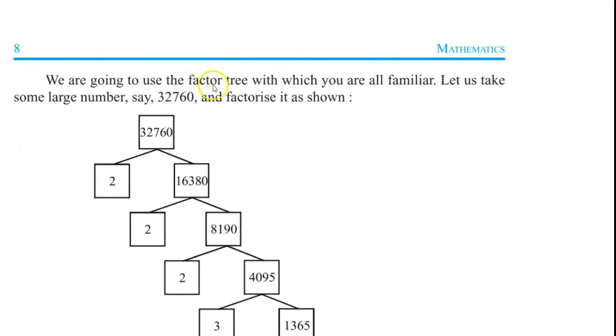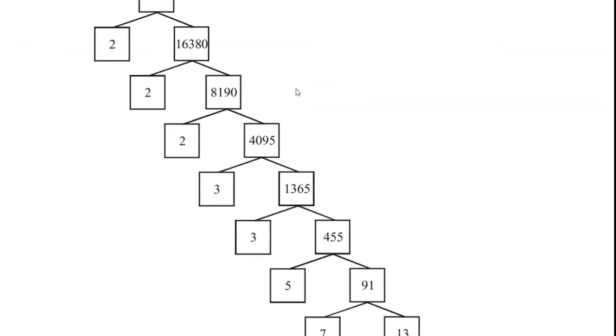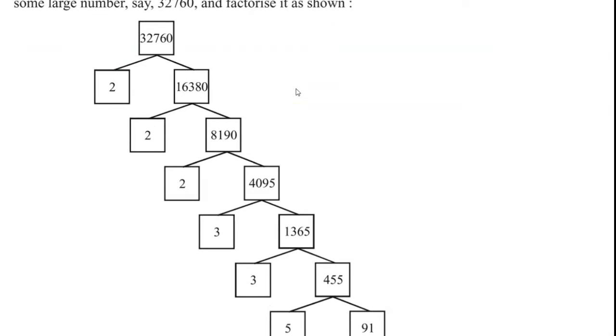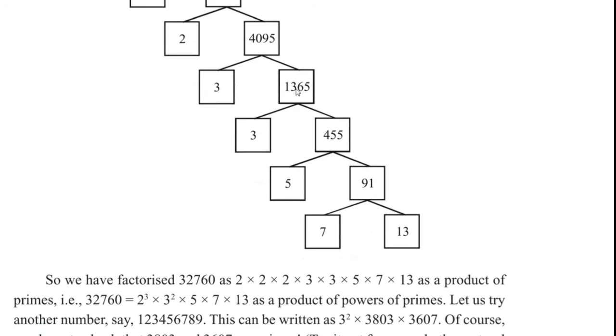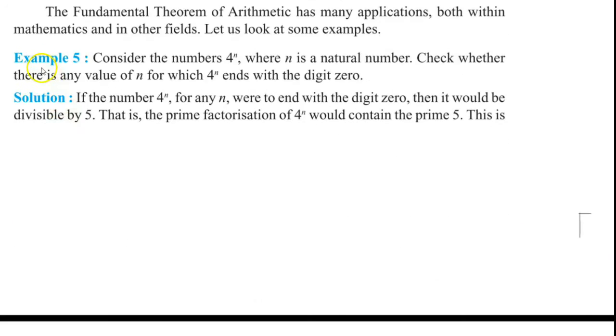So this is the factorizing method. Just go through these theorems. Theorem 1.2. Every composite number can be expressed as a product of primes, and this factorization is unique apart from the order in which the prime factors occur.